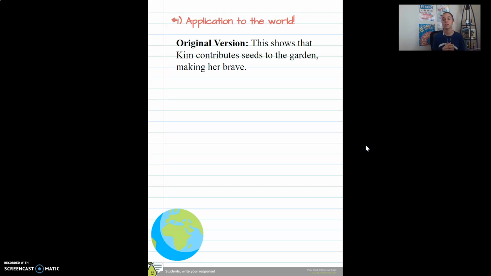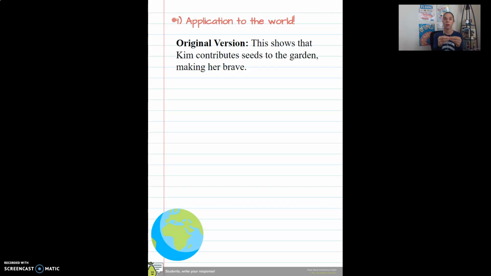So this is my original analysis. It says, this shows that Kim contributes seeds to the garden, making her brave. To do this type of analysis, I'm going to pause and think to myself, okay, how can I go a little bit beyond just Kim? I call this global thinking. So we're going to start thinking outside of her.